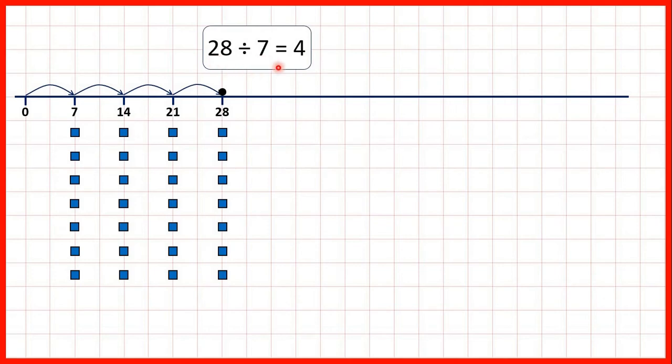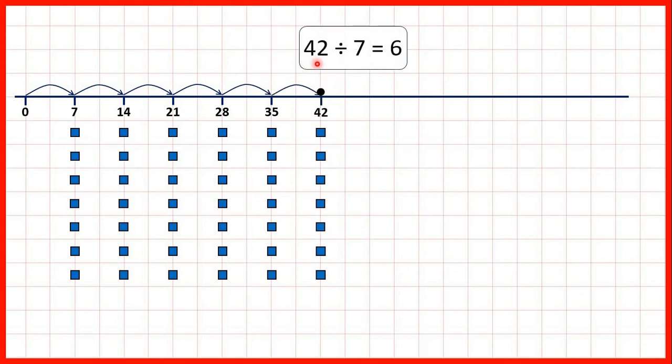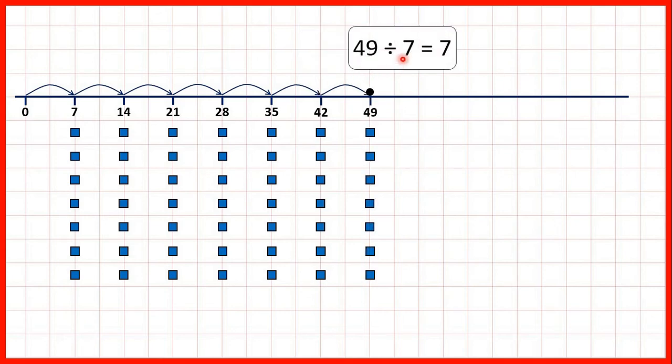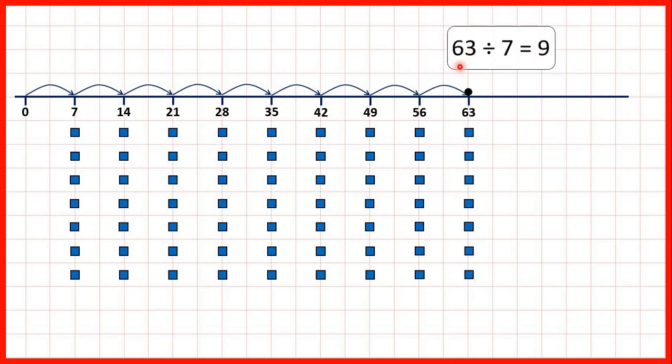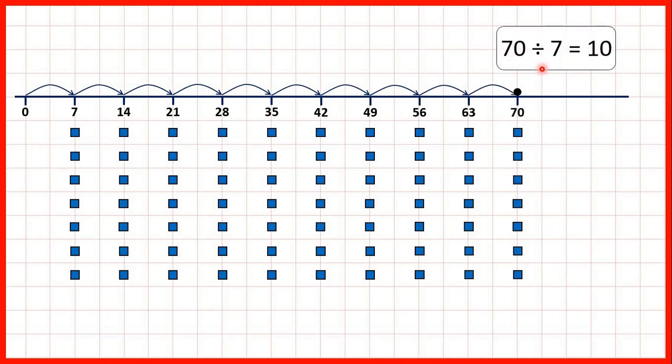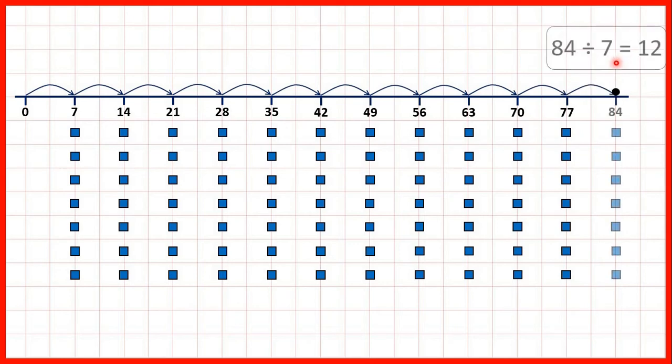28 divided by 7 is 4. 35 divided by 7 is 5. 42 divided by 7 is 6. 49 divided by 7 is 7. 56 divided by 7 is 8. 63 divided by 7 is 9. 70 divided by 7 is 10. 77 divided by 7 is 11. And 84 divided by 7 is 12.